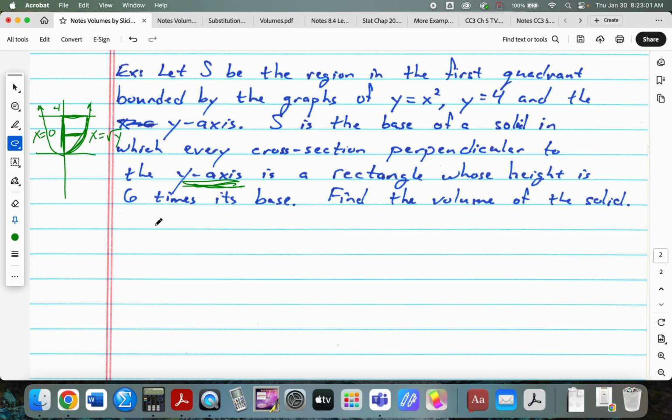So first of all, my area is going to be base times height, where the height is 6 times the base. So that's base times 6 times the base, or 6b squared. This is the base of my rectangle.